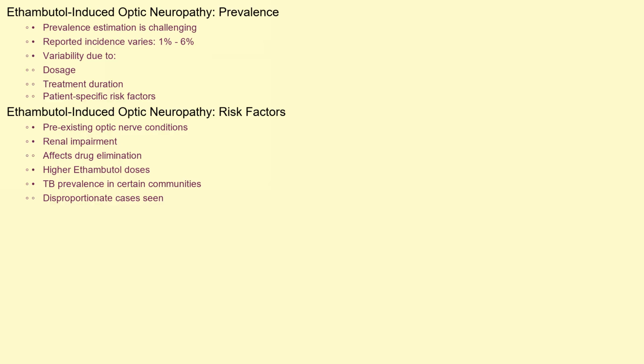Estimating the exact prevalence of Ethambutol-induced optic neuropathy is challenging. Reported incidence rates vary widely in different studies, ranging from less than 1% to as high as 6%, depending on factors like dosage, duration of treatment, and patient-specific risk factors. Individuals with pre-existing optic nerve conditions, renal impairment which affects drug elimination, and those on higher doses of Ethambutol are at a greater risk of developing this complication. Because TB is more common in certain populations, Ethambutol-induced optic neuropathy is also disproportionately seen in those communities.